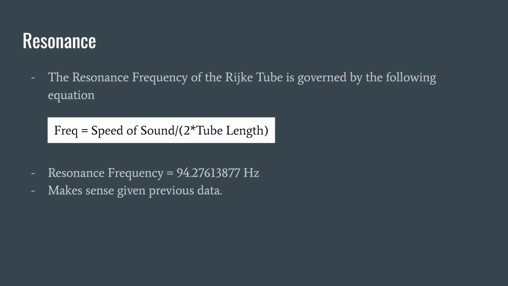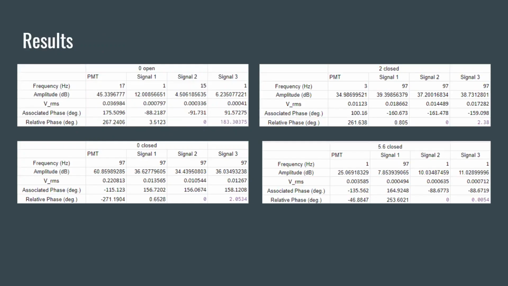Additionally, using the following equation shown below, along with the data we measured at the beginning of the lab, namely the temperature of the room at 73 degrees Fahrenheit and the length of the tube being 72 inches, we were able to calculate a resonance frequency of the Rijke tube at around 94 Hz. This makes sense, as if you look at the previously displayed graphs, when the frequency is not around 94 Hz, the amplitude in decibels is much lower, but makes a sharp increase when we get up to 97 Hz, which is much closer to the resonance frequency of 94 Hz.